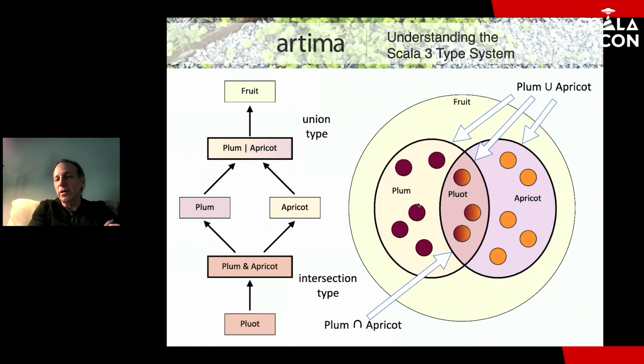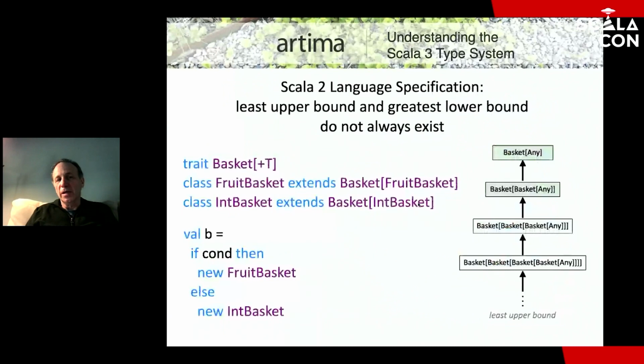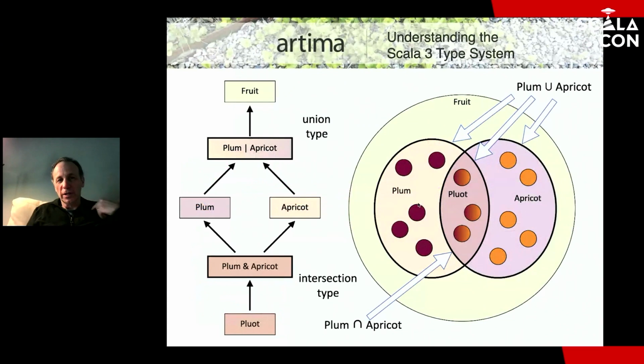So it's all the plums and union all the apricots, which is, in this case, the same as fruit, but it doesn't have to be. I mean, this is a very contrived example. So the way that works is, in Scala 3, the type of B is just inferred to be fruit basket or int basket. So that solves this problem. And that is defined to be the least upper bound in Scala 3. All right, so that's union types.